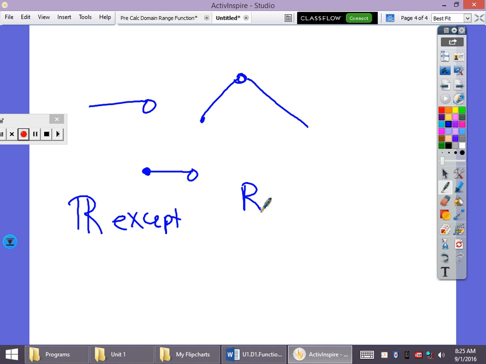my range is going to be -2 union 0 to 3. Okay? Because there is no value for y between -2 and 0. There's a big gap, right? There is no value. Everyone go with that?